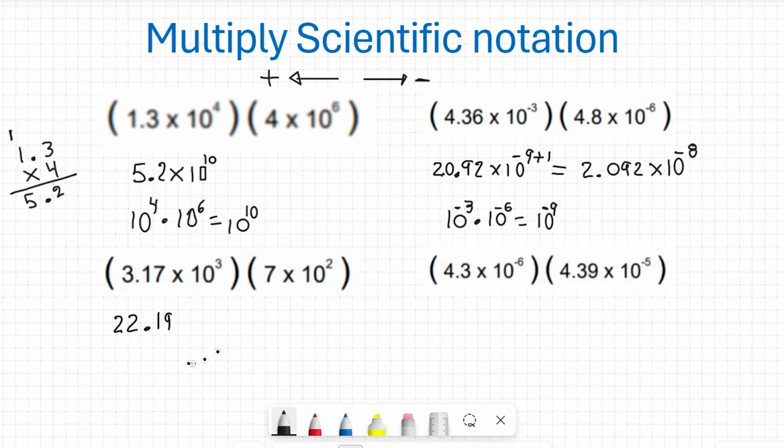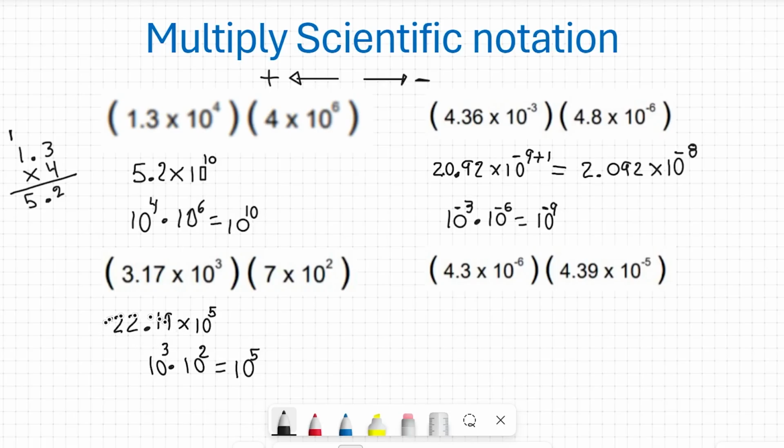What I'm gonna do now is I'm gonna be multiplying the two powers. That will be 10 to the third power times 10 to the second power. So to get the answer, because they have the same base, what you're gonna do is just add the exponents. 3 plus 2, you're gonna get 5. So the answer should be times 10 to the fifth power.